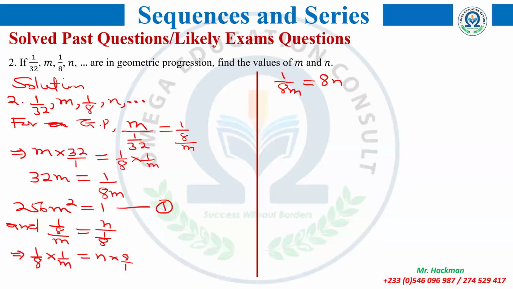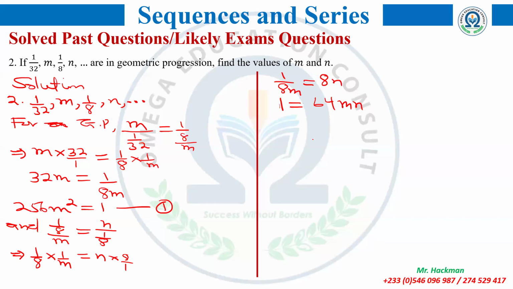Okay, all right. So now let's see what is going to happen in this one. Again, let's cross multiply before we label this equation. If you cross multiply, you are going to get 1 to be equal to 64mn. Am I right?